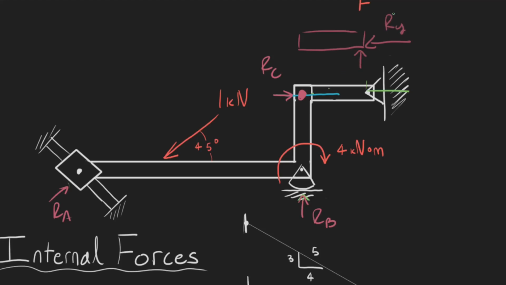Reaction Y. Other way, this would be the X, right? X, and this would be the reaction in the Y direction. And then I'd also have my reaction from this pin. I would have to write it like this.